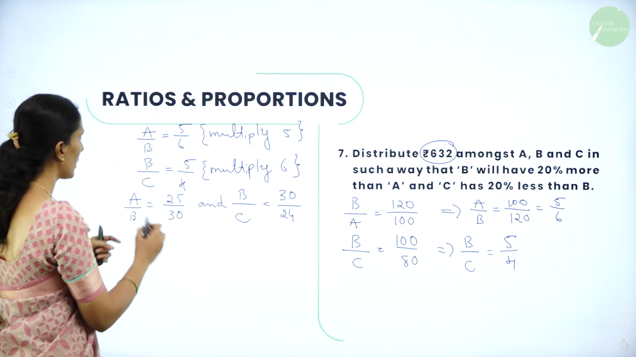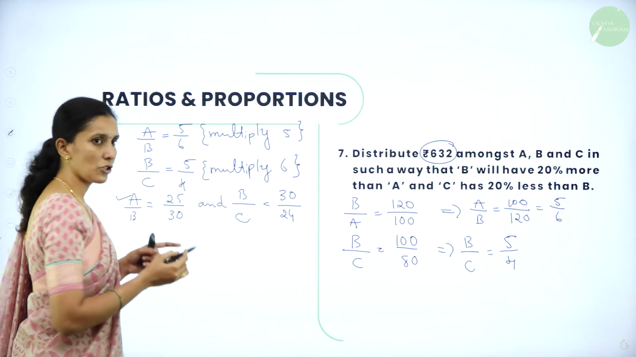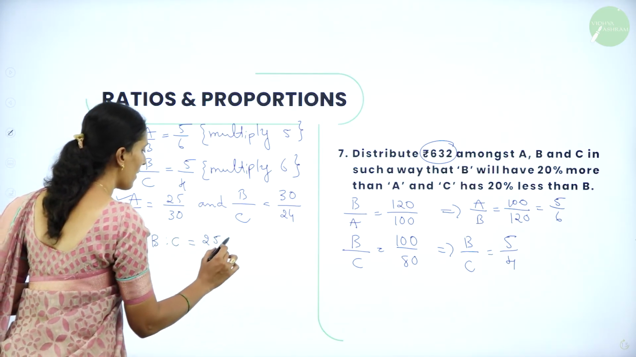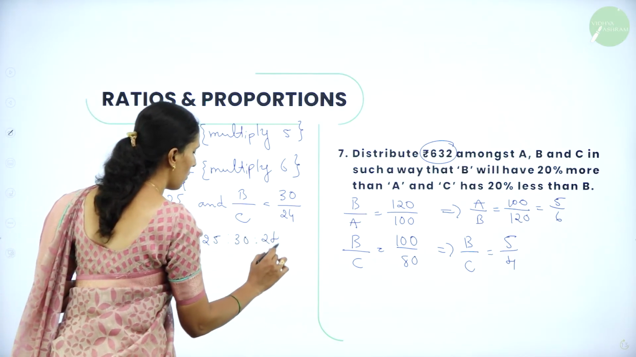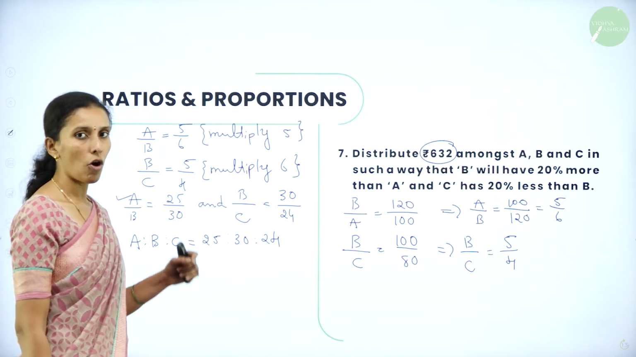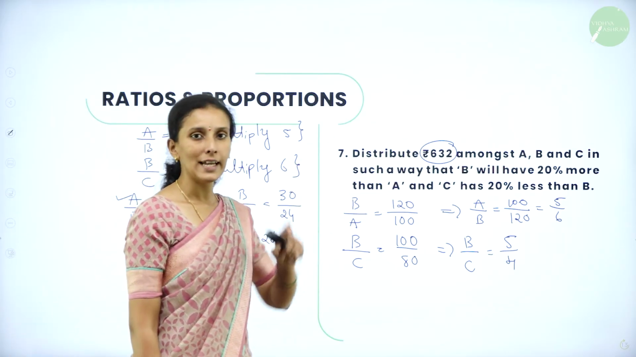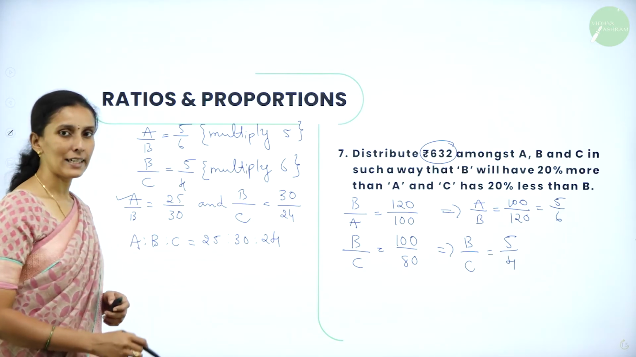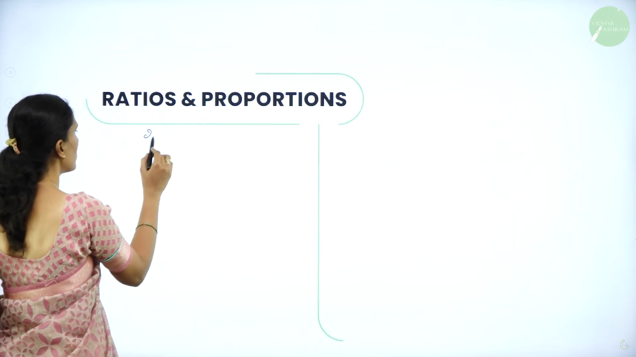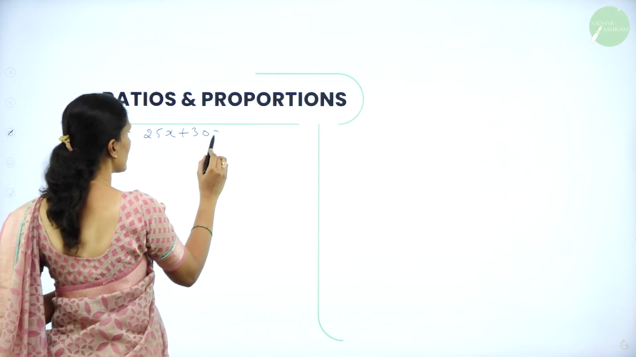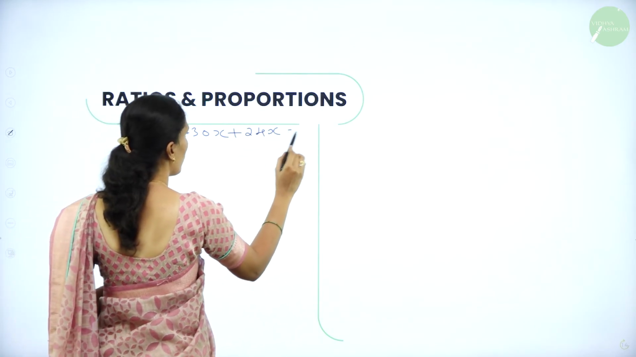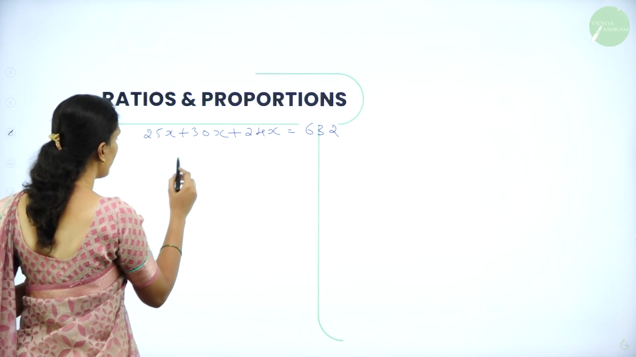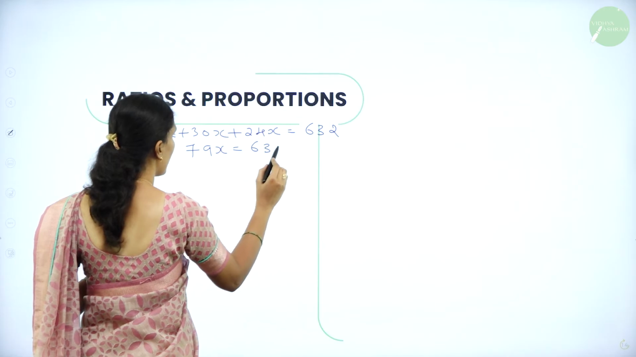So now I have got the value of B same in both the ratios. So I can write A is to B is to C, 25 is to 30 is to 24. So this is my new ratio of ABC. Now according to this, I'll divide the sum 632. So let me convert this as 25x plus 30x plus 24x is equal to 632. So when I add this, I'll get the sum as 79x, which is equal to 632.